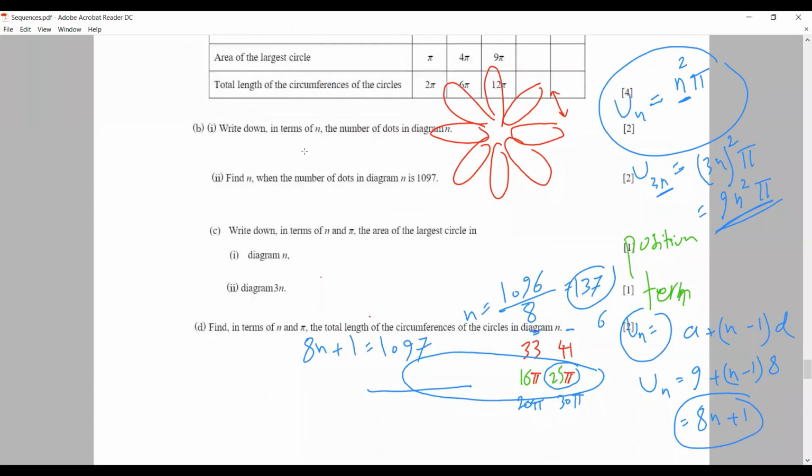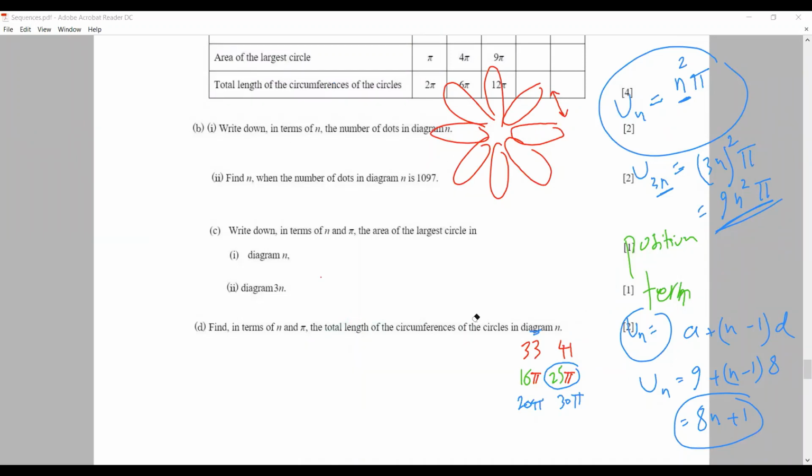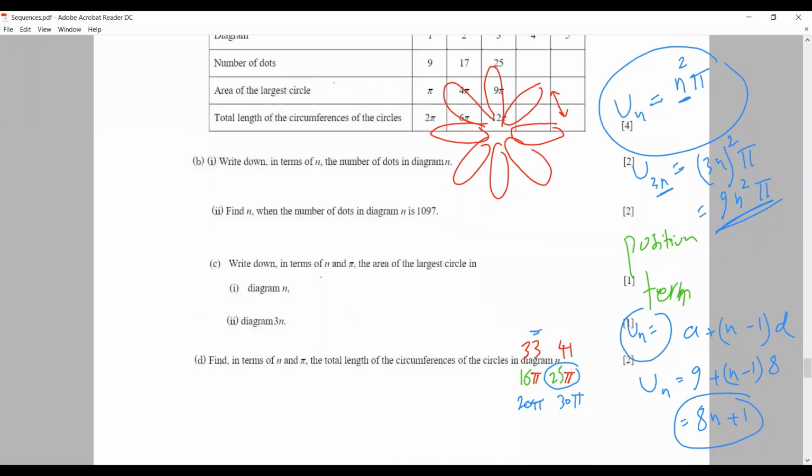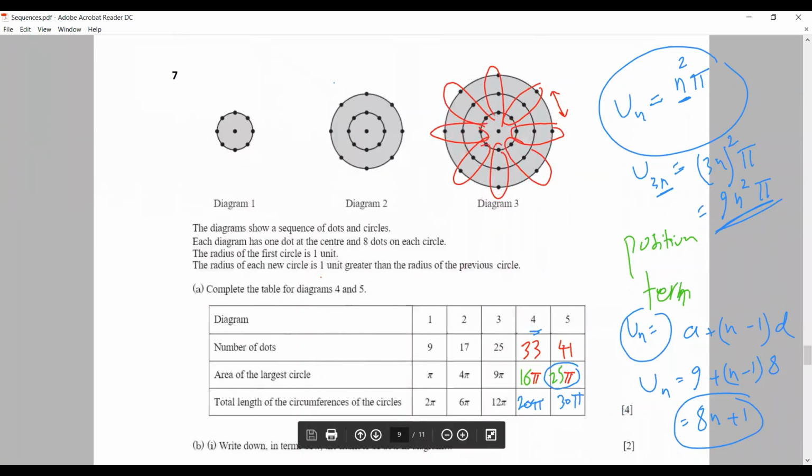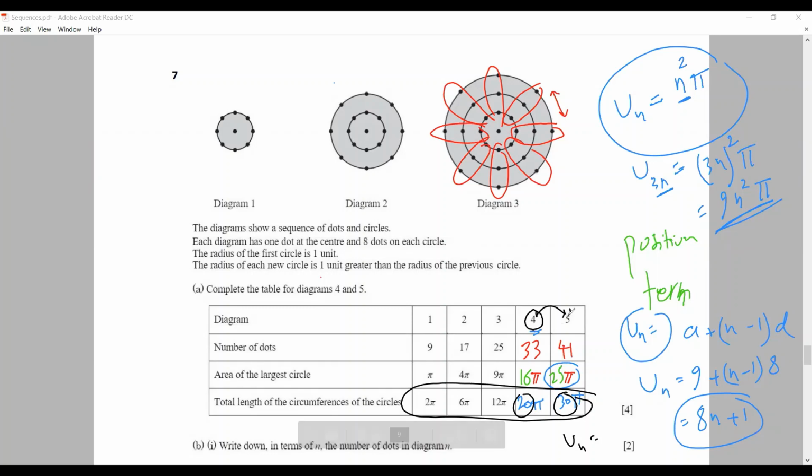Moving on to the last part. So what do we have to find out this time? In terms of n and pi, the total length of the circumference of the circles in diagram n. So again, the nth term, as I suspected they might ask us. So these are the terms of this sequence. They're asking for u sub n, or the nth term. If you recall, how did we obtain these coefficients? For example, 20 was obtained by 4 times 5.